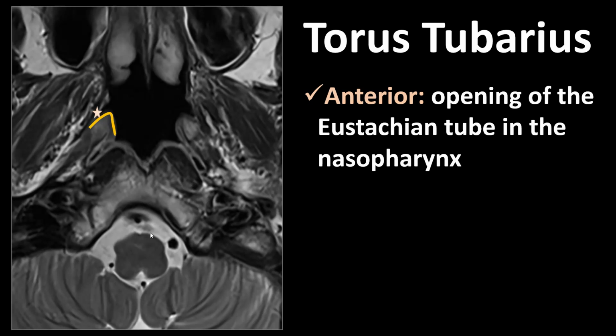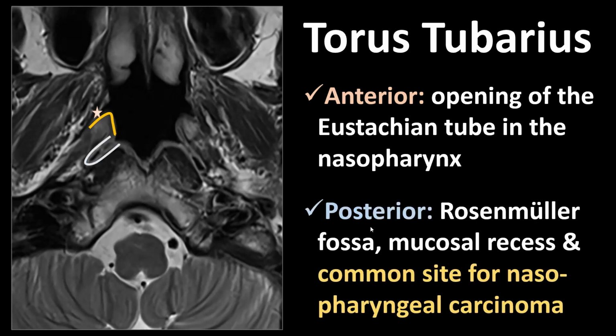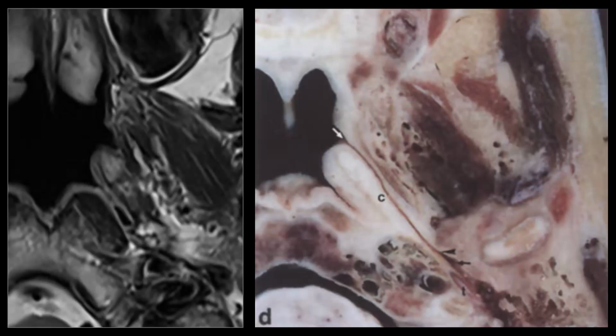And anteriorly of this elevation, we find the ostium of the Eustachian tube, so an opening for the Eustachian tube in the nasopharynx. And posteriorly, we find a mucosal recess called the Rosenmüller fossa. And this is a very common site for nasopharyngeal carcinomas. So a lot of nasopharyngeal carcinomas originate in this specific mucosal recess. So it's definitely one you want to inspect or scrutinize on imaging studies, and it's definitely a must-know structure.